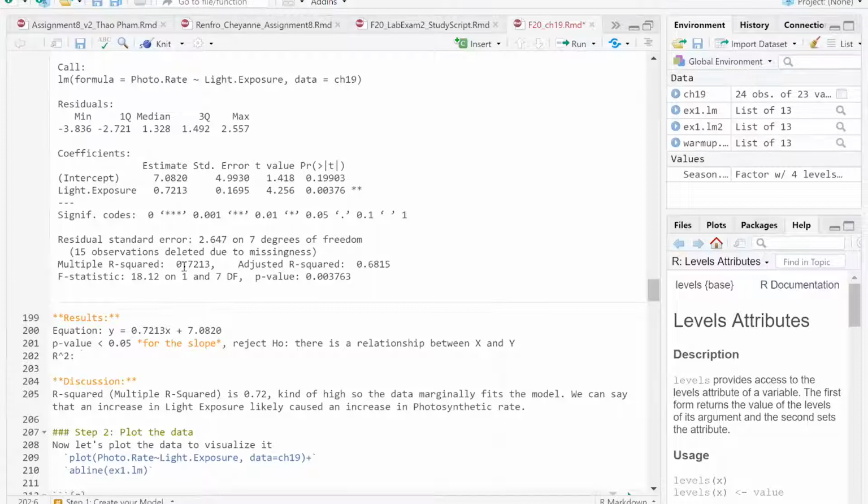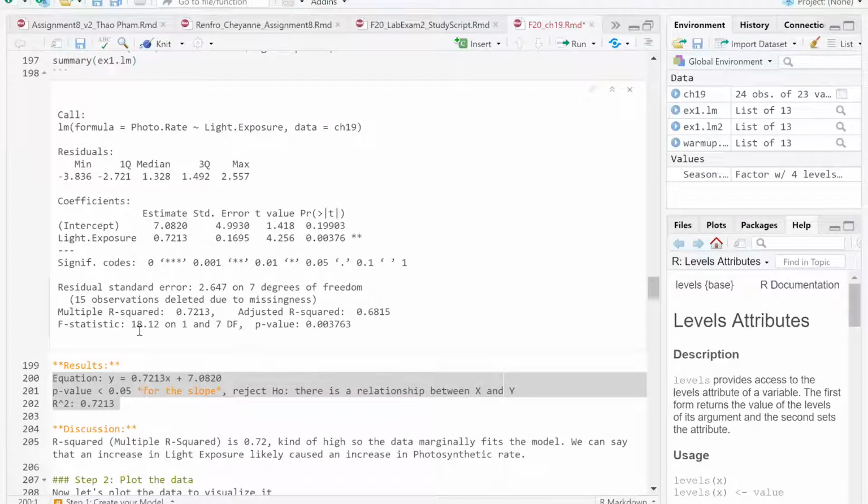Finally, we want to pull out this r squared value. Again, multiple r squared, not the adjusted r squared. Our r squared value is this, 0.7213. So kind of by chance, it's also the same thing as our slope. So those are the pieces of information you want out of the output for your linear model.